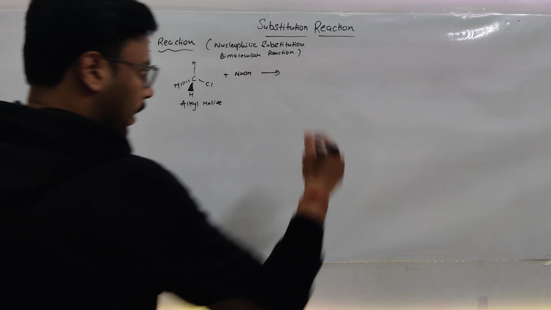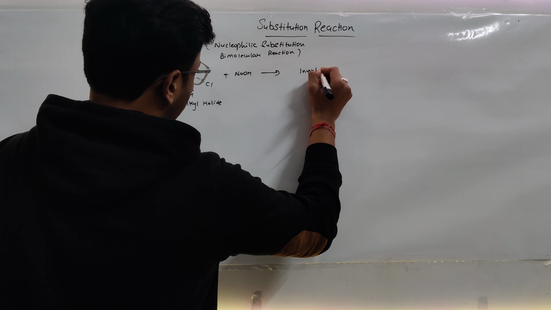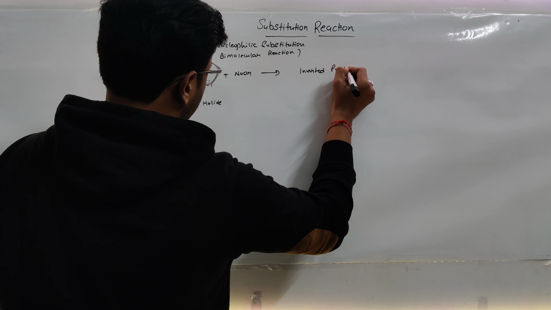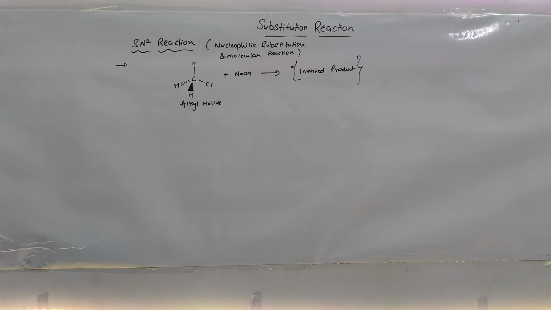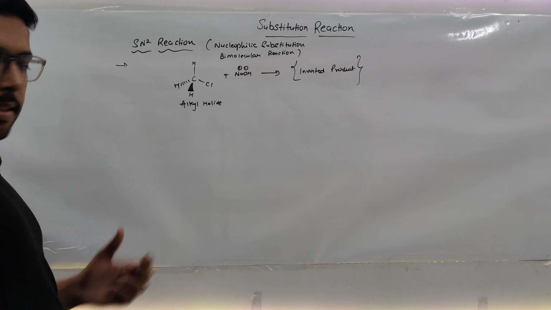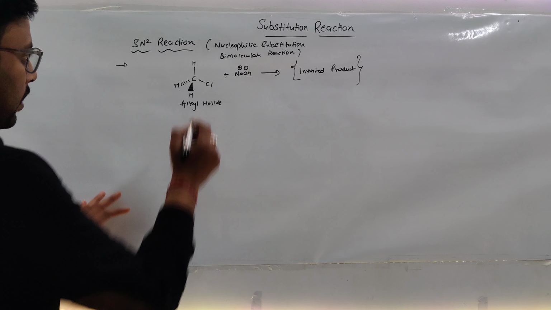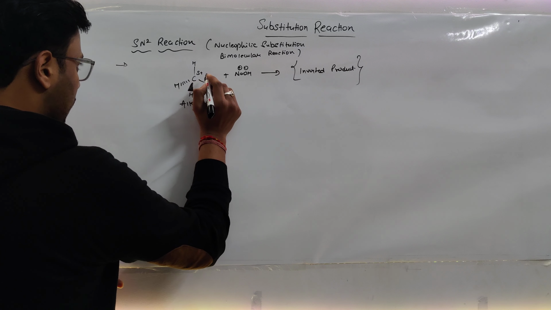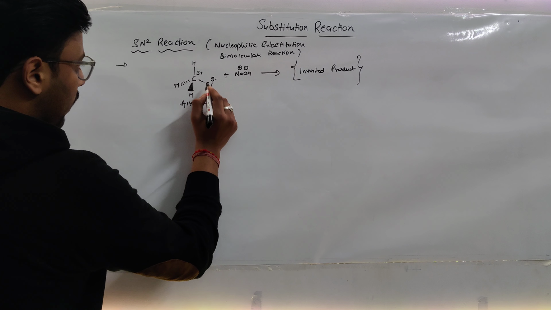And what is the product we are getting? I am already giving you the idea that we are getting an inverted product, and we are going to see in this reaction how. NaOH is an ionic compound, Na plus OH minus. This carbon chlorine bond has a leaving tendency. Due to the electronegativity difference, this carbon has partial positive and the chlorine has partial negative.